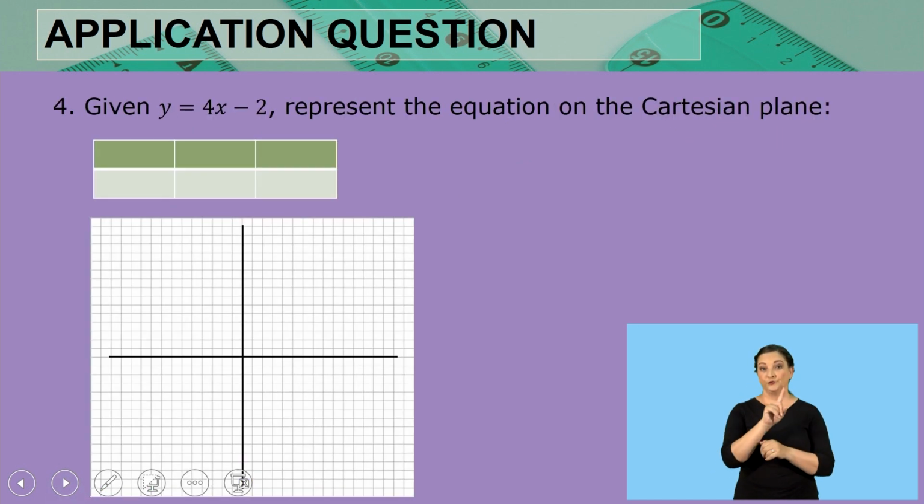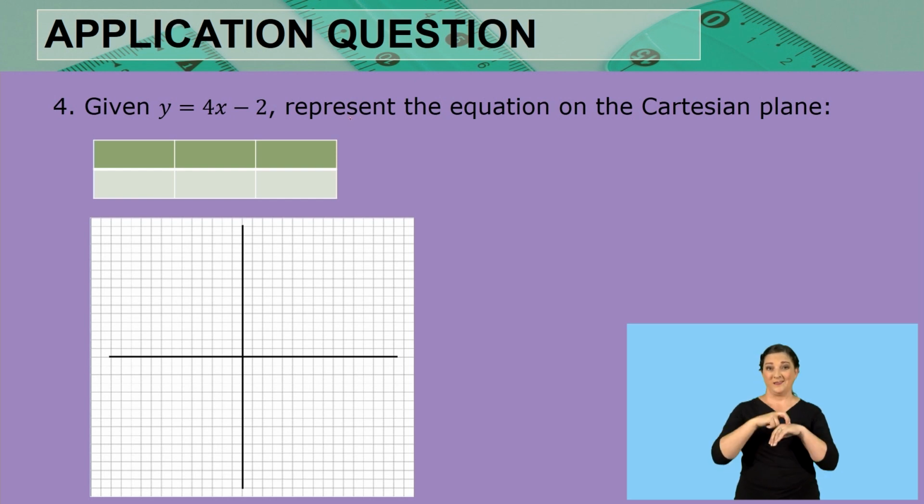Let's go over to the last application question. Here we've been given a formula that says y is equal to 4x minus 2, and we need to represent this on a Cartesian plane. So there is our Cartesian plane, and we've been given a value so that we can fill out our input values and our output values.